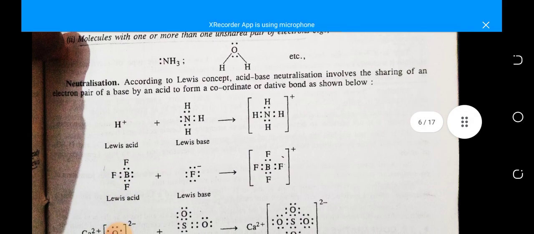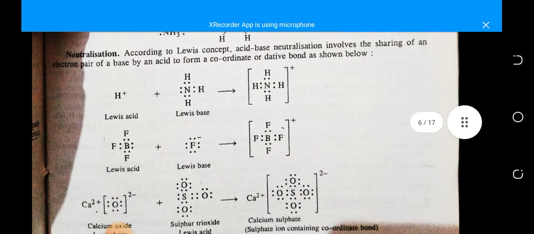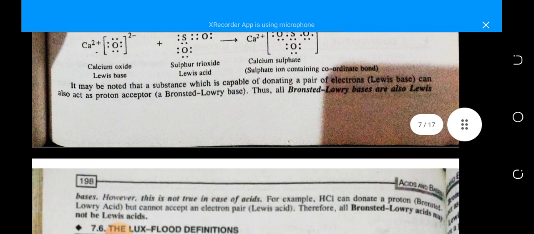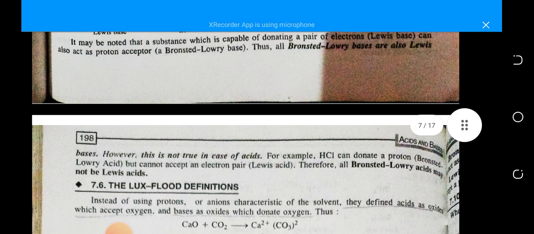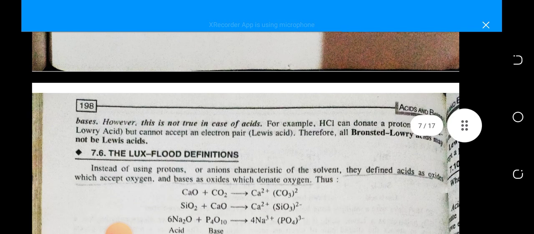Neutralization. According to the Lewis concept, acid-base neutralization involves the sharing of the electron pair of a base by an acid to form a coordinate or dative bond. It may be noted that a substance which is capable of donating a pair of electrons, a Lewis base, can also act as a proton acceptor. Thus all Bronsted-Lowry bases are also Lewis bases. However, this is not true in the case of acids. For example, HCl can donate a proton but cannot accept an electron pair. Therefore, all Bronsted-Lowry acids may not be Lewis acids.